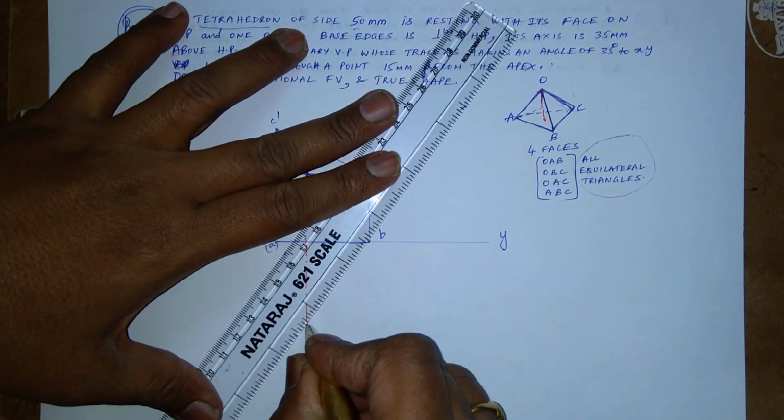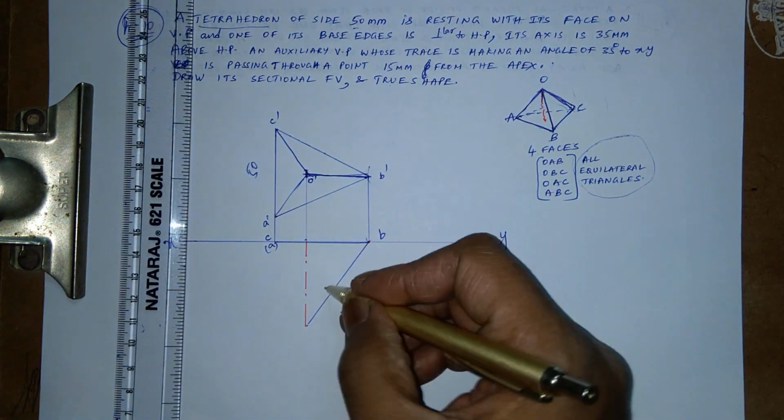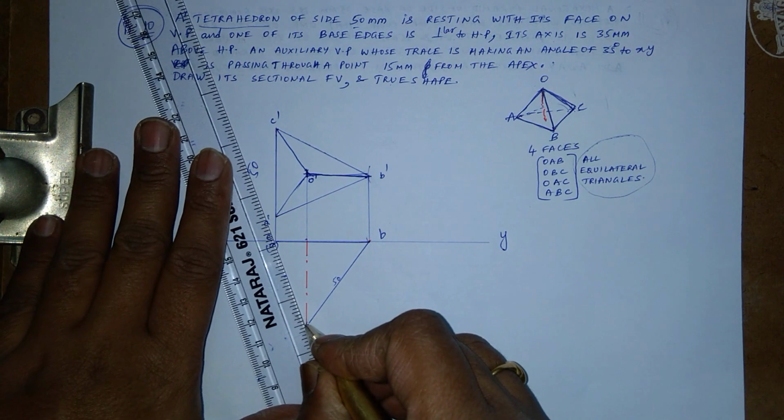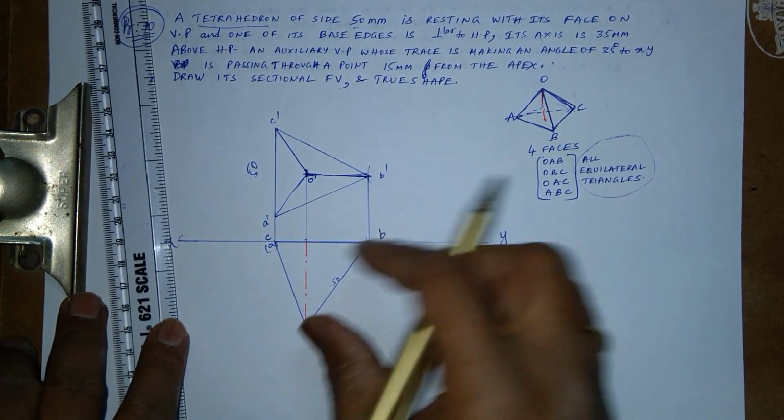This is my 50. So this is my true length. This is 50. Remember this. But this is not 50 though. This is like OA or OC, which is definitely not 50. You can see the length variation.